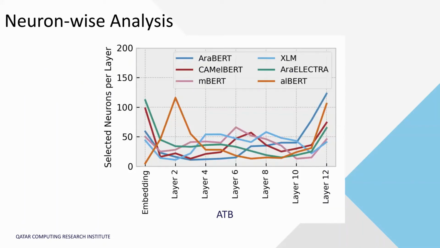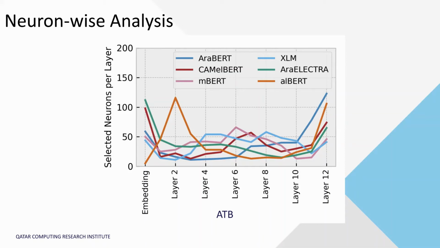Okay, so we looked at the layers. Now let's look at the neurons, how they are distributed. So we know that for every layer, there are about 700 neurons being captured that have been used in every task. But we can see here that not all the 700 neurons are being used for these tasks.